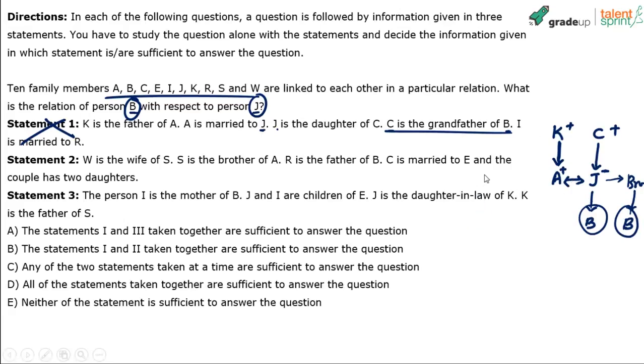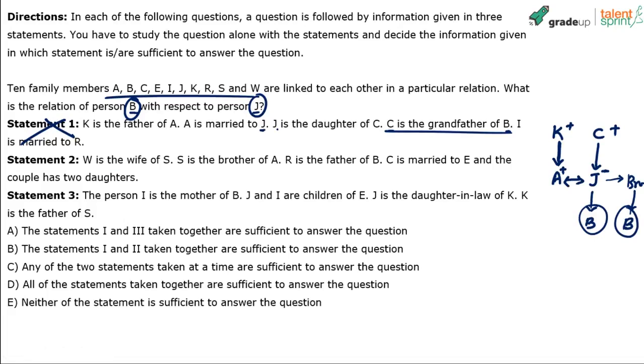Okay, look at statement 2. Statement 2: W is the wife of S, S is the brother of A, R is the father of B, C is married to E, and the couple has 2 daughters. Now the point here is, again, go back to basics. Here there is no mention of J at all. Remember, when you are looking at statement 2, forget about everything that is given in statement 1. You should erase your memory about statement 1. Only look at statement 2.